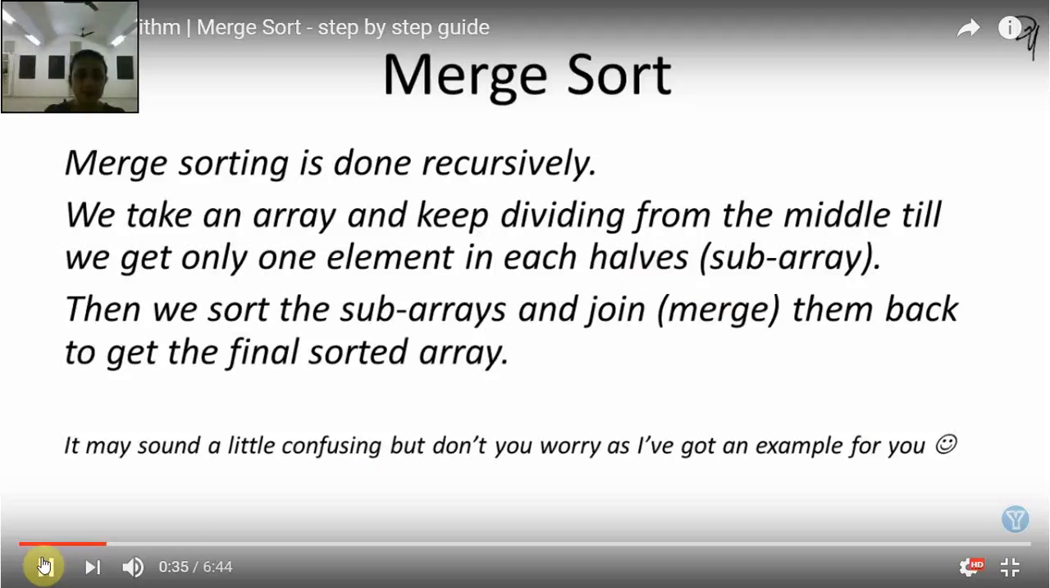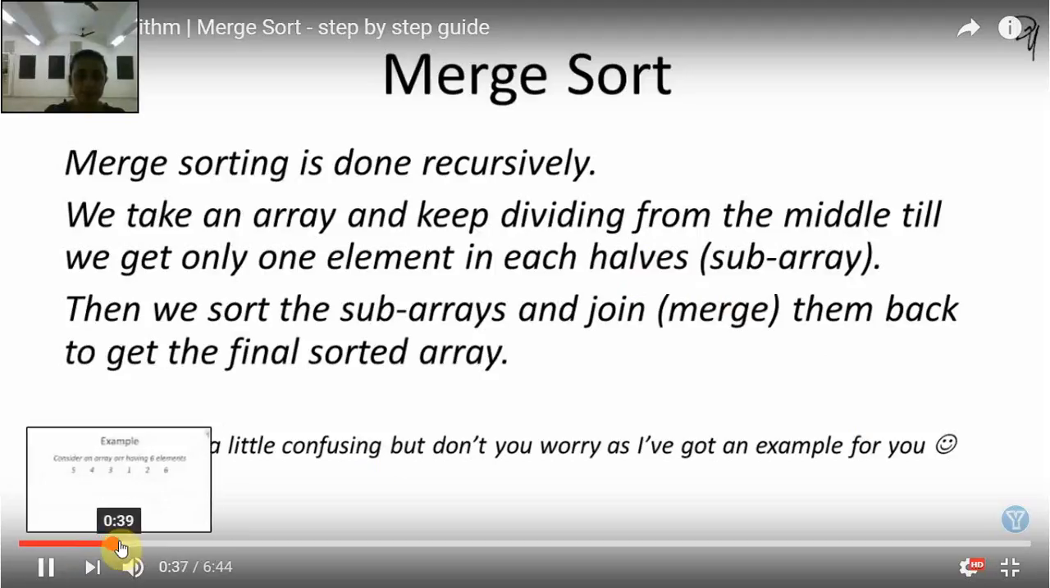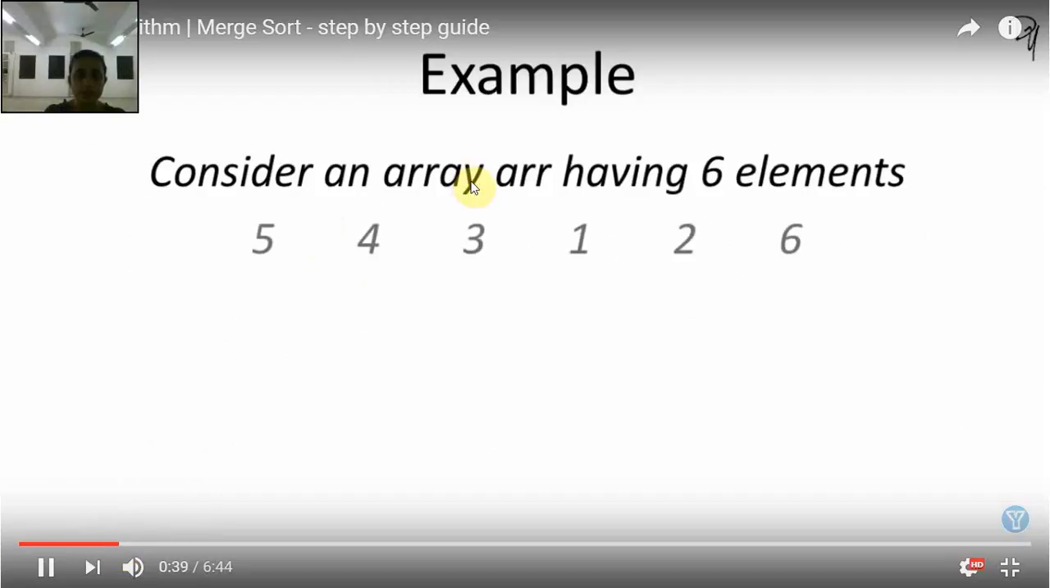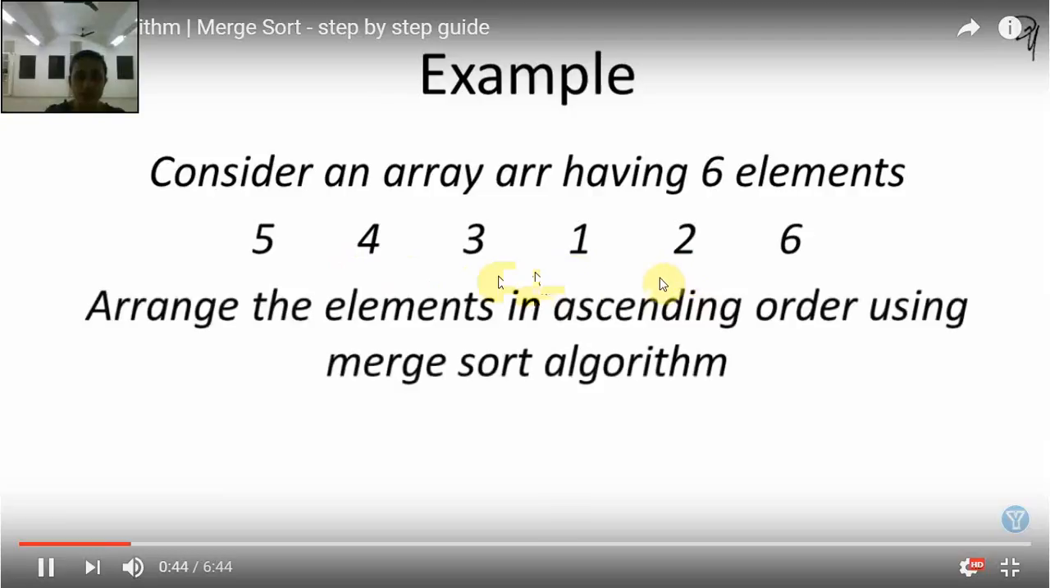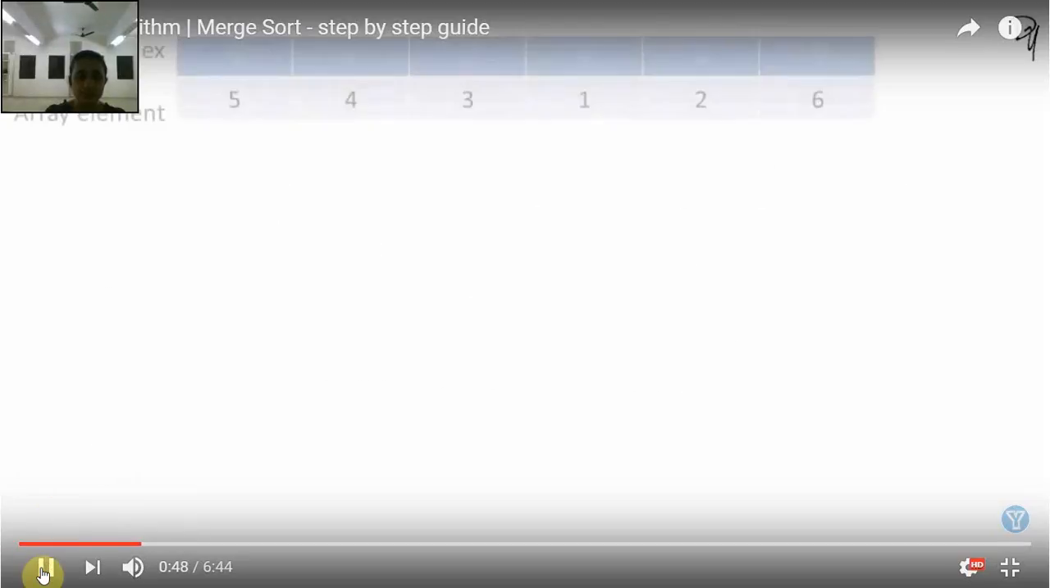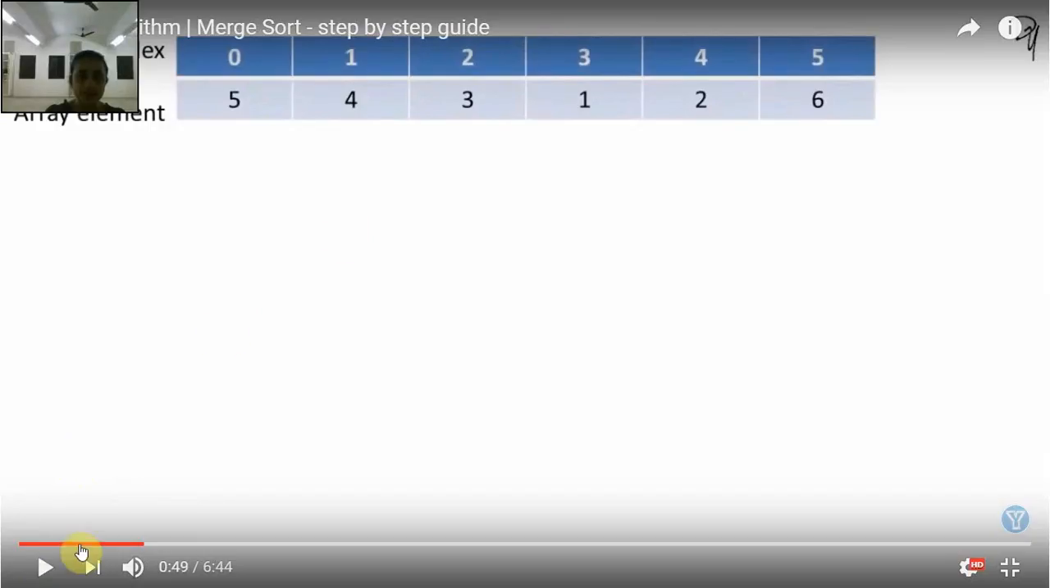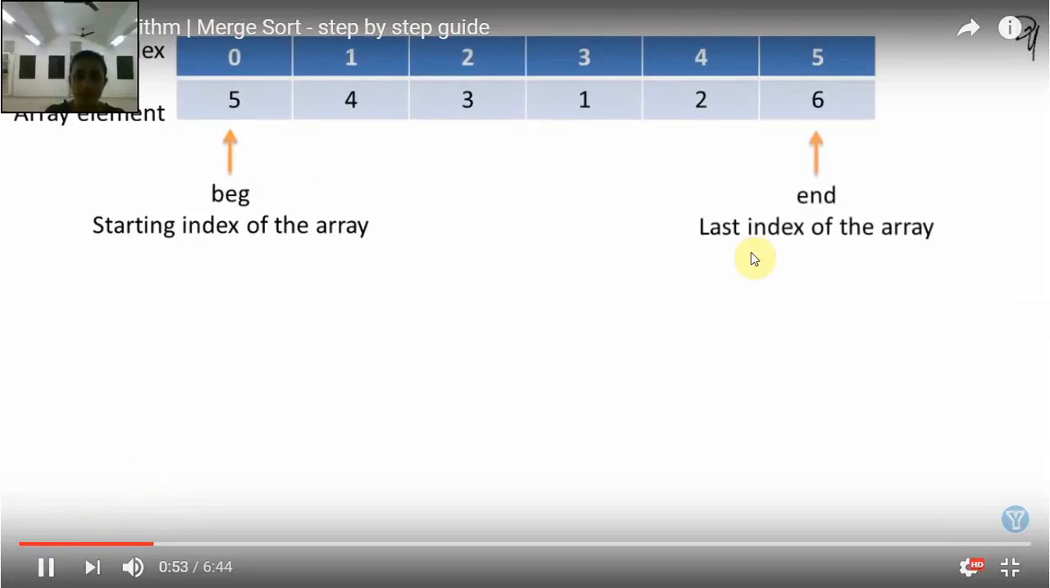Let me explain using an example. We'll consider an array having 6 elements, that is 5, 4, 3, 1, 2 and 6. We have to arrange these elements in ascending order using the merge sort algorithm. We consider the starting index of the array as beginning and the last index of the array as end.